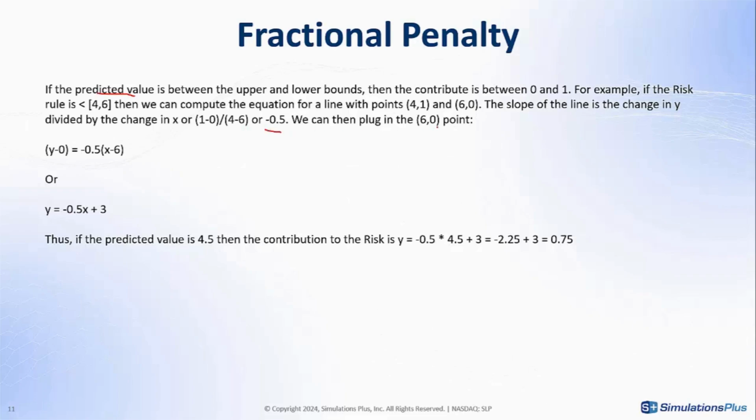Then we can plug in either one of these points into the equation. So we would get y minus 0 equals negative 0.5 times x minus 6. This reduces to y equals minus 0.5x plus 3. The predicted value is 4.5. The contribution of the risk is going to be negative 0.5 times 4.5 plus 3, or minus 2.25 plus 3, or a risk of 0.75. You can tell that 4.5 is closer to 4, so the risk is going to be closer to 1 than to 0.